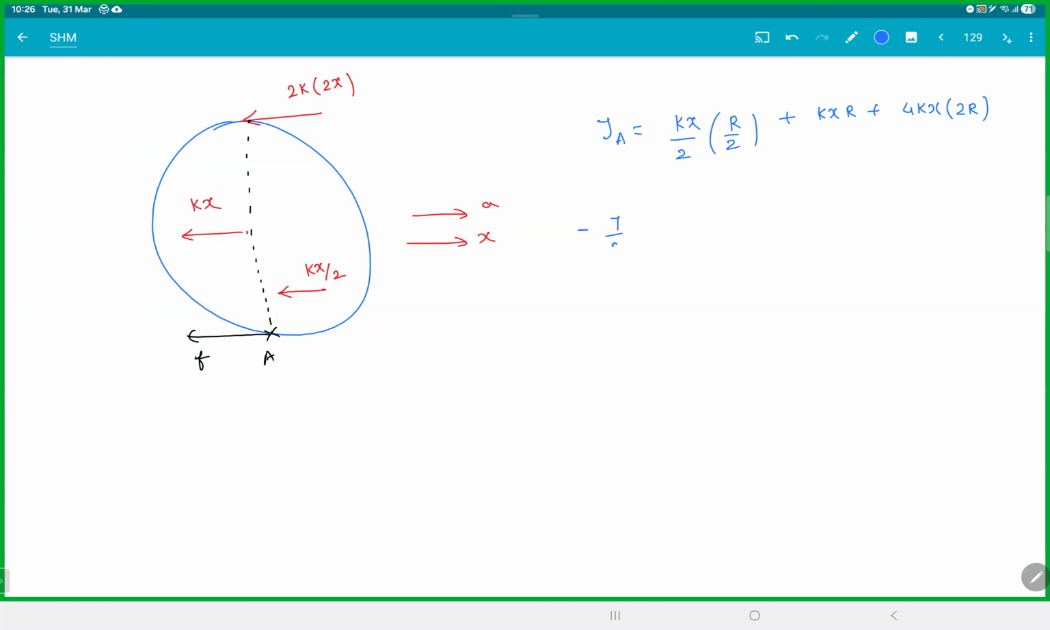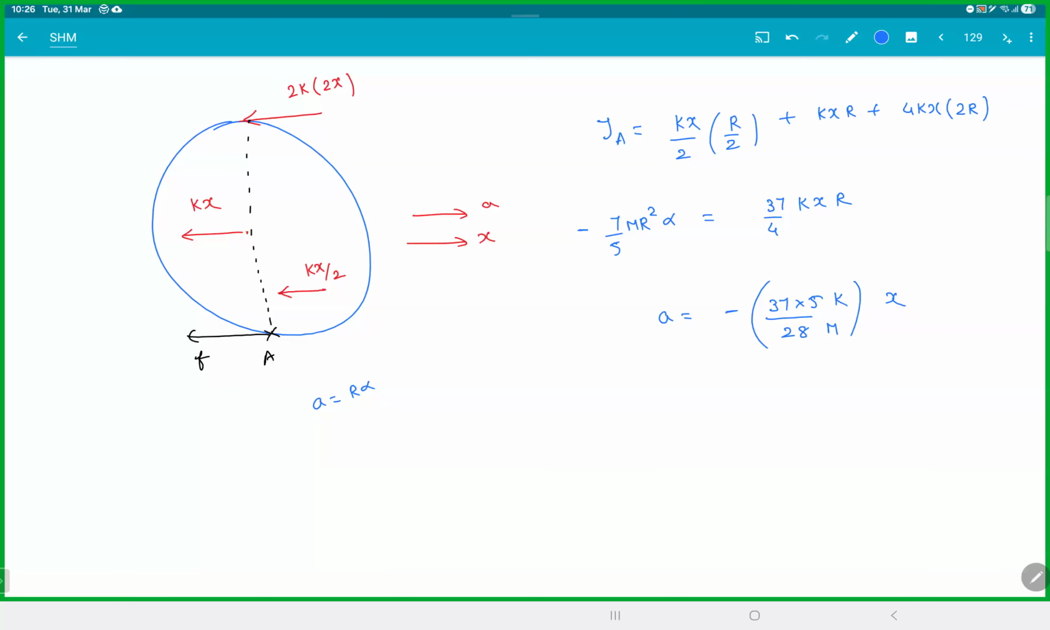I_A will be 7 by 5 mr square, by parallel axis theorem. So 2 by 5 mr square plus mr square. How much is this? 4 to 8, 9. 9 plus 1 by 4, 37 by 4. kx is equal to r, and we know a is equal to r alpha. So this becomes a. These numbers are super bad, right? 37 into 5 by 28 m kx.